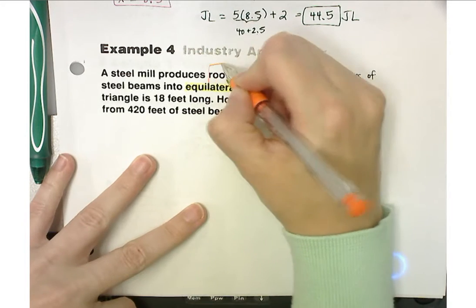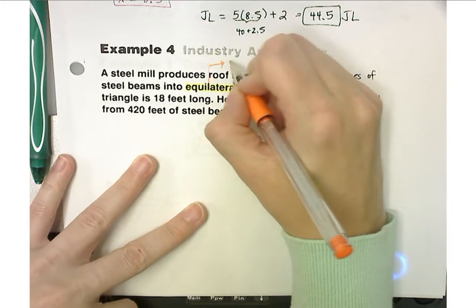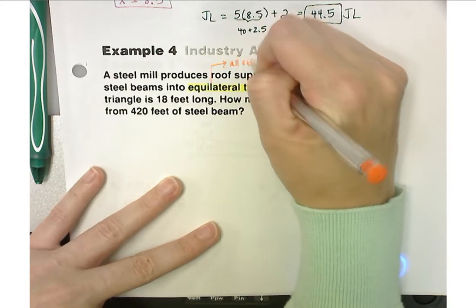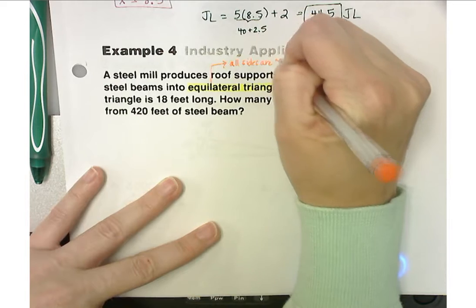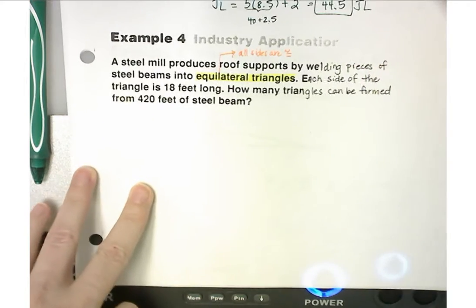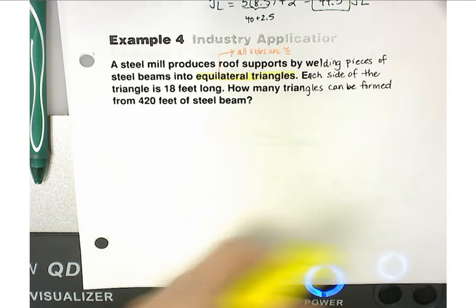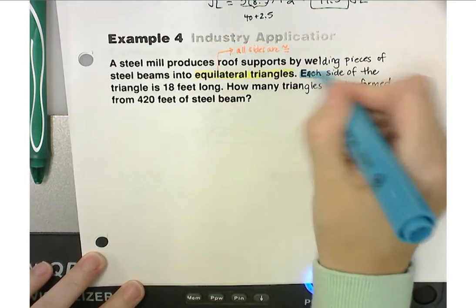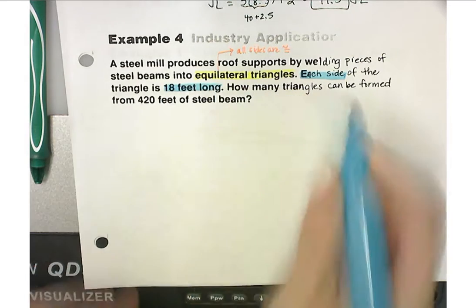Okay, so if it's equilateral, you have 3 of the same sides, or all sides are congruent. Okay, so all the sides are congruent. That's going to be important. Ethan, what else is going to be an important piece of information here? Okay, good. So each side of your triangle is 18 feet long.